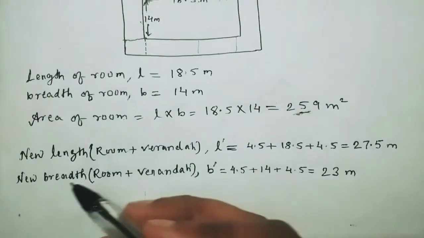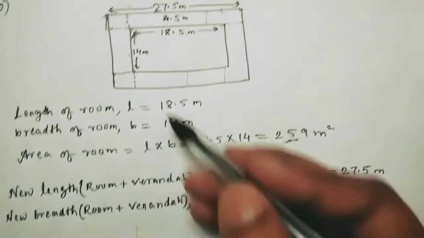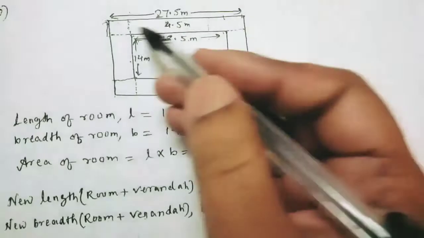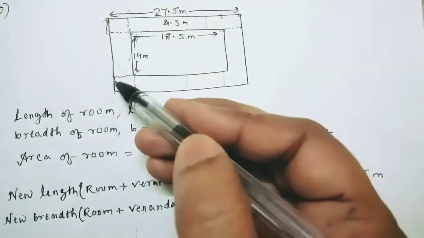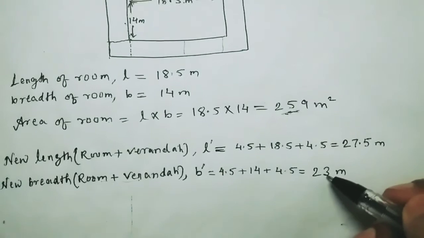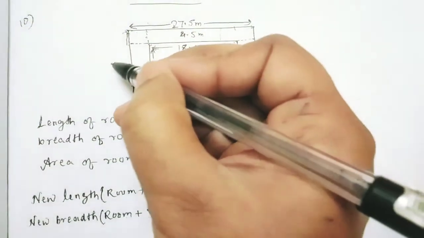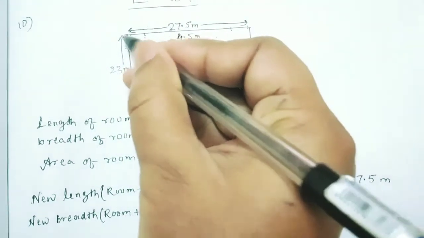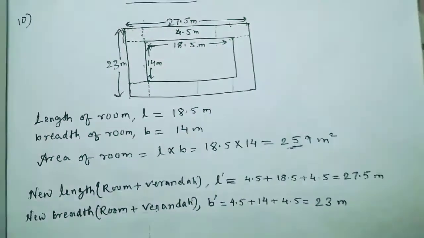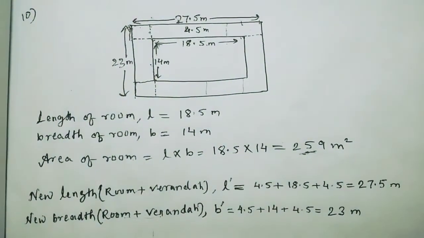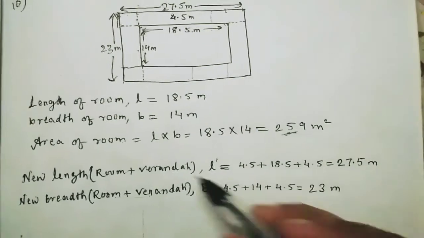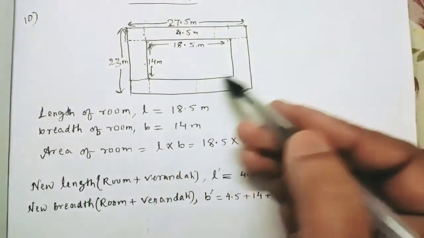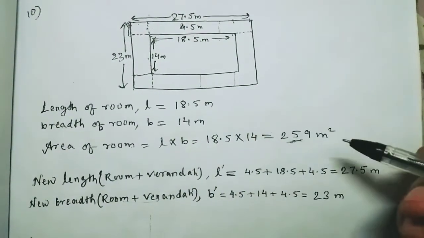Understood now? Now new breadth, that means room plus veranda. This one breadth, room plus veranda. I have denoted it as B dash. So here also 4.5 plus 14 plus 4.5. It is coming as 23 meter. That means 23 meter is this one, from here to here. This is the total breadth. Now understood the question completely? This is the new breadth. So now we'll calculate the area of this new figure, the total area of this figure.